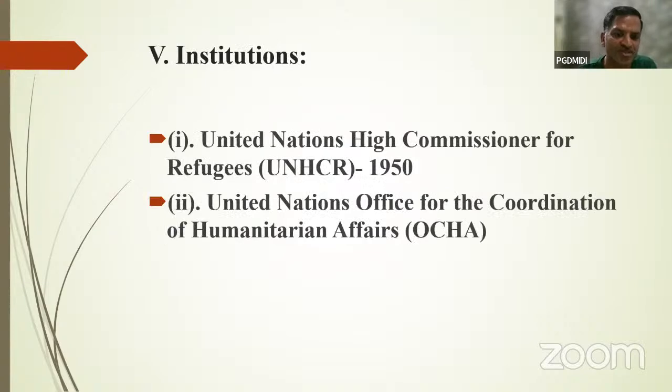Then there are institutions which act to make migration governance safe and orderly. Including the ILO, all UN organizations are involved, but there are top organizations like the United Nations High Commissioner for Refugees, which is directly related to refugees, the IOM, the International Organization for Migration, which deals with migrants, and the United Nations Office for the Coordination of Humanitarian Affairs. So these are some UN organizations dealing with migration and promoting safe migration and governance.